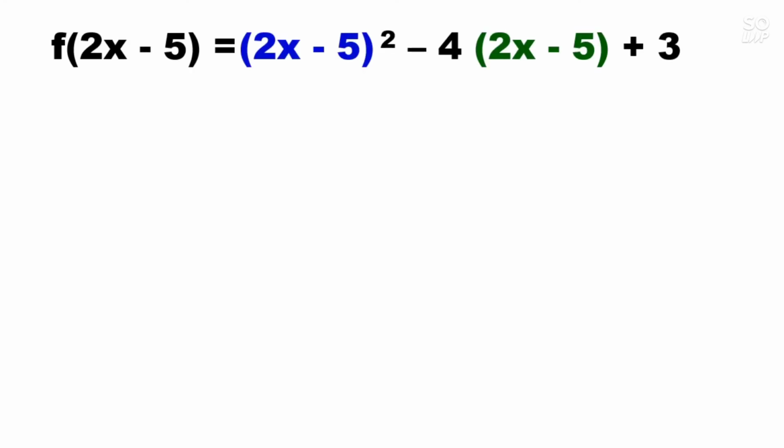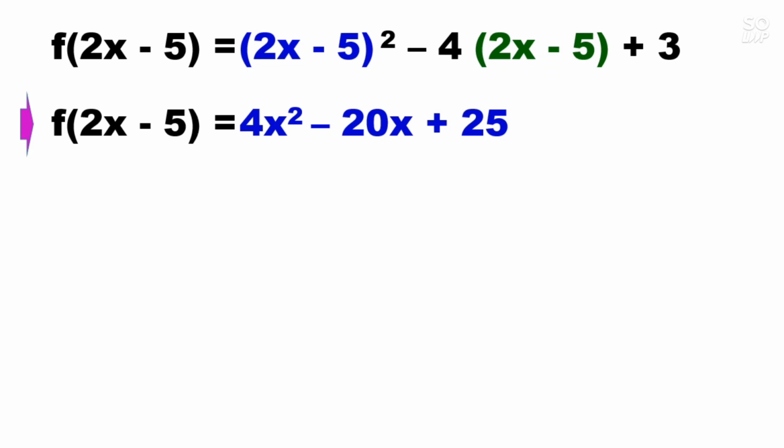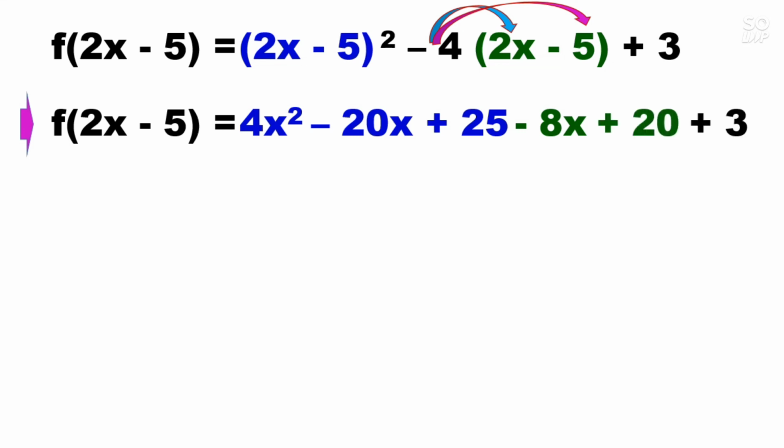Okay, let's continue. F of 2x minus 5 equals the quantity of 2x minus 5 squared minus 4 times 2x minus 5 plus 3. Then, the square of 2x minus 5 is equivalent to 4x squared minus 20x plus 25. And then, distribute natin, negative 4 times 2x is negative 8x. The negative 4 times negative 5 is positive 20 plus 3. Then, we combine like terms.